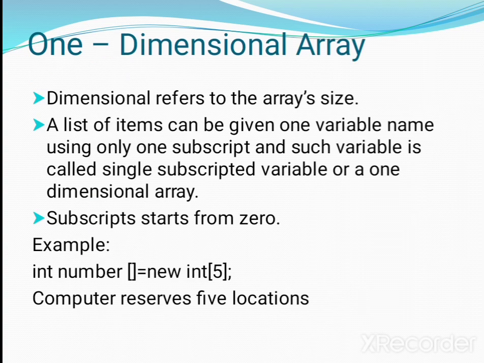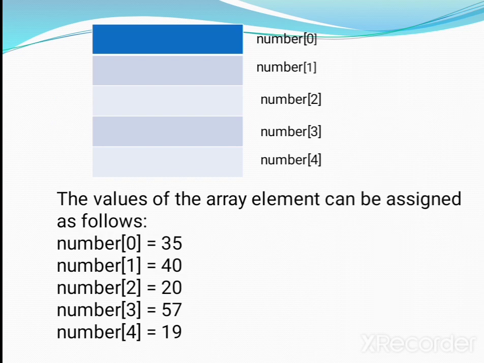One-dimensional array: a list of items with one variable name using one subscript, and that variable is called a single subscripted or one-dimensional array. Subscript starts from 0. For example, int is the data type and number is the array variable. The computer memory reserves 5 locations for the number array. The values of the 5 array elements can be assigned like this.